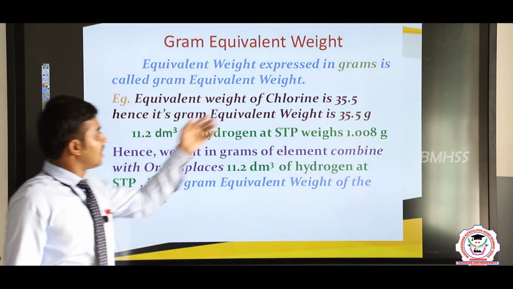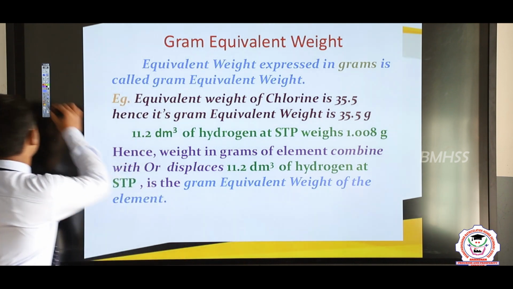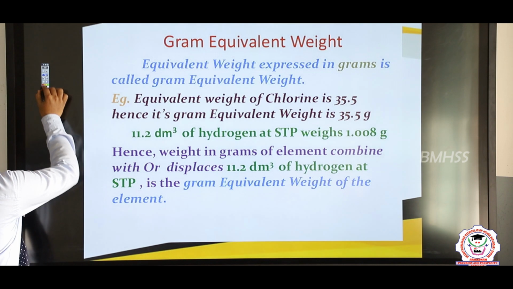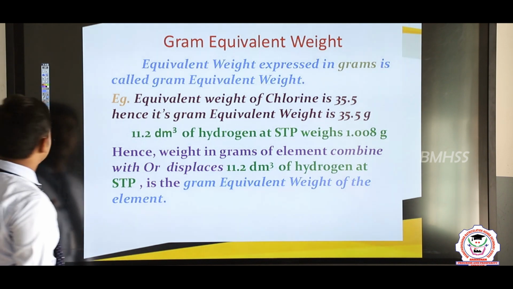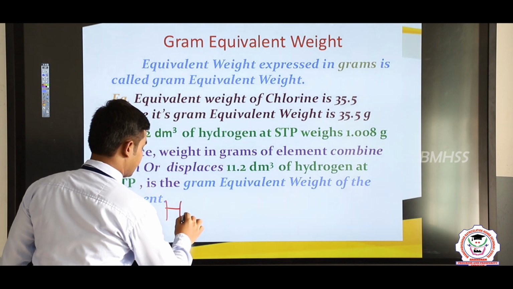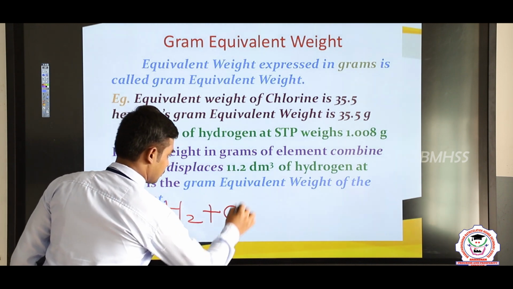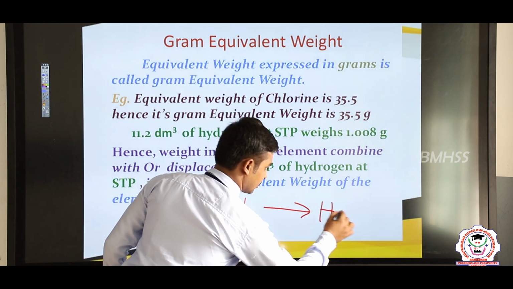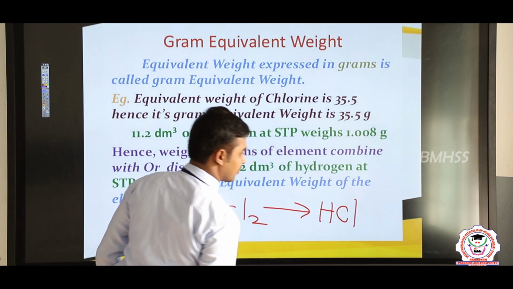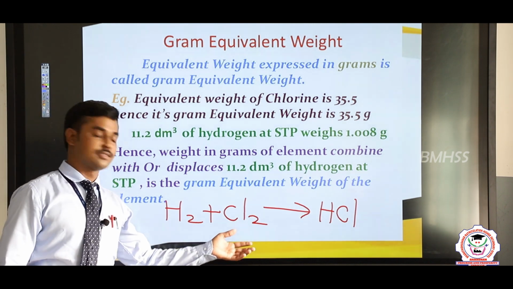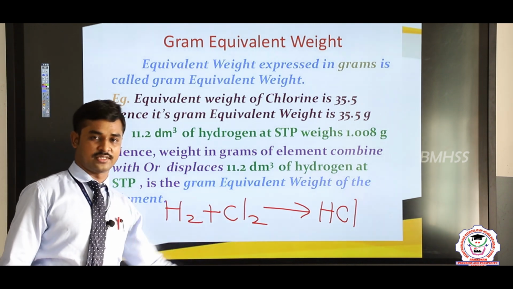For example, our element chlorine. Chlorine always combines with hydrogen and can form hydrogen chloride. With hydrogen, chlorine can combine to form hydrogen chloride. This is hydrochloric acid. Here see, an equivalent number of hydrogen reacts with an equal number of chlorines.